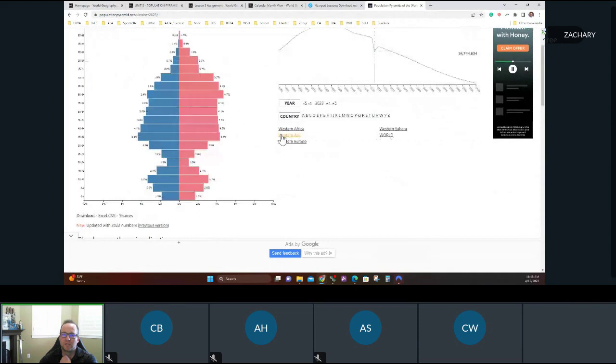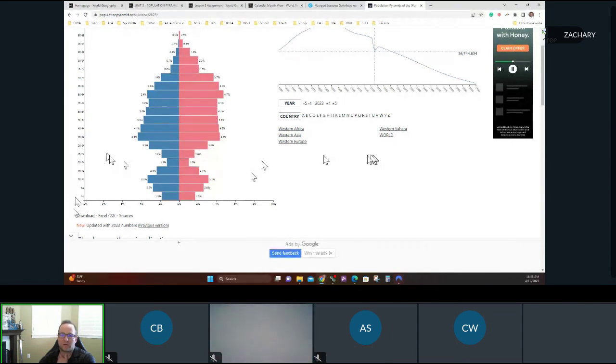Ukraine, look at this right here. Pretty scary right here where you don't have a lot of people in these age ranges. There's a huge gap right here. So you think about what was going on during this time.